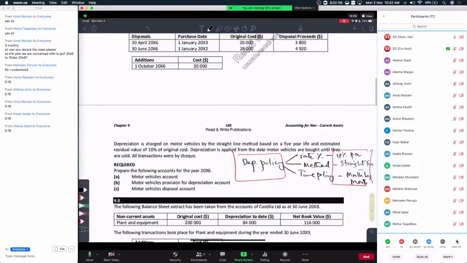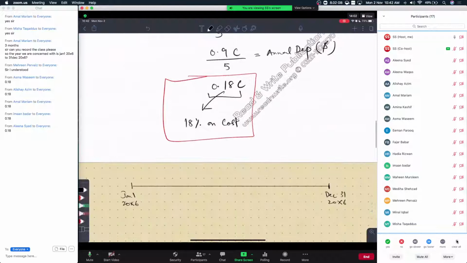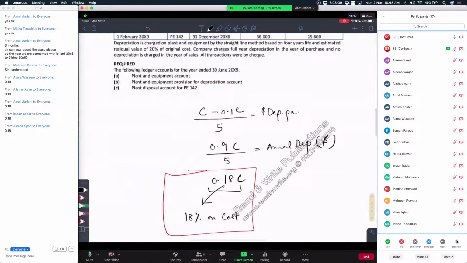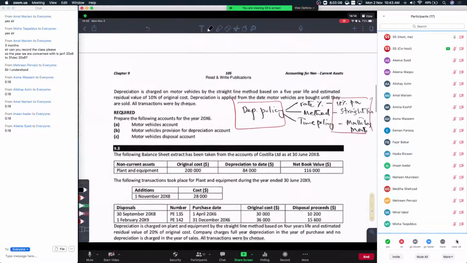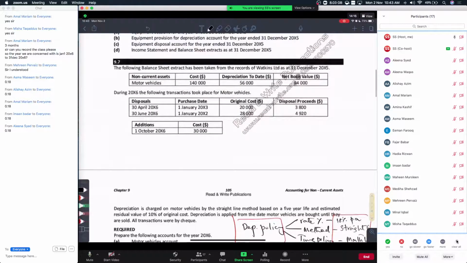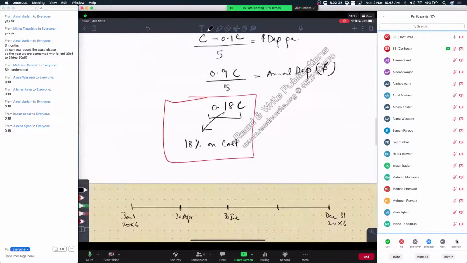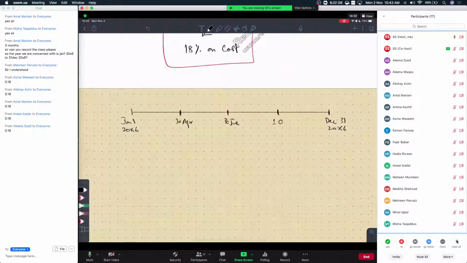So we have three events happening: 30th of April, 30th of June, and 1st of October. Is it 1st of October? Yes, it is 1st of October. Okay, so these are the three events happening during the year.